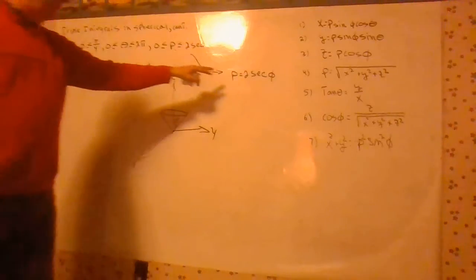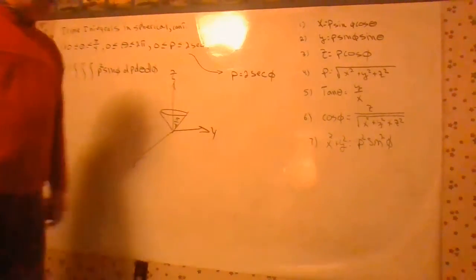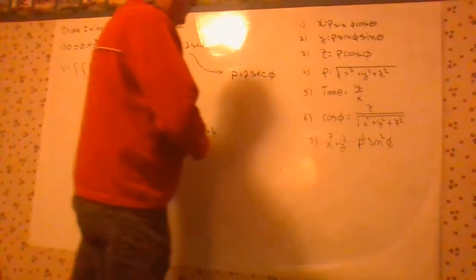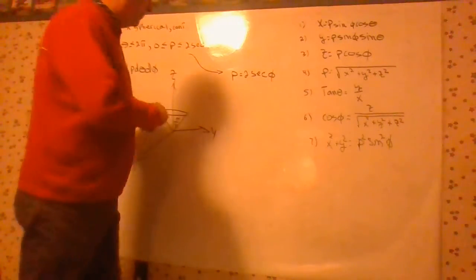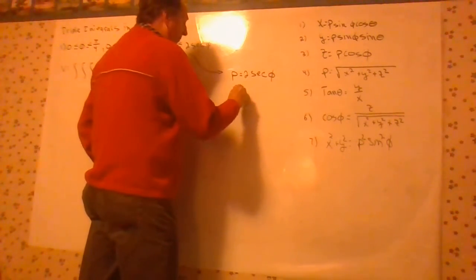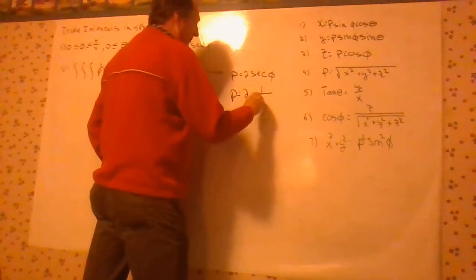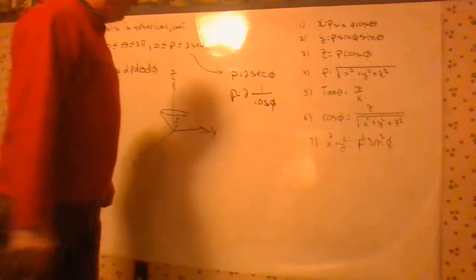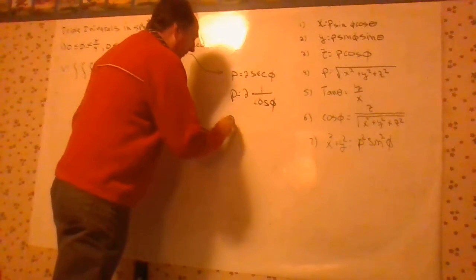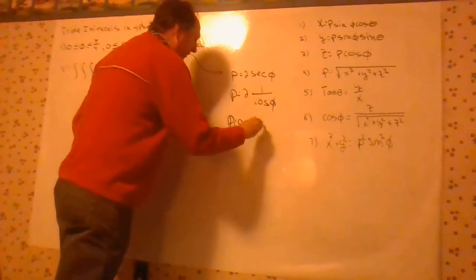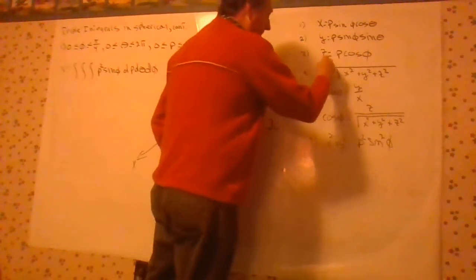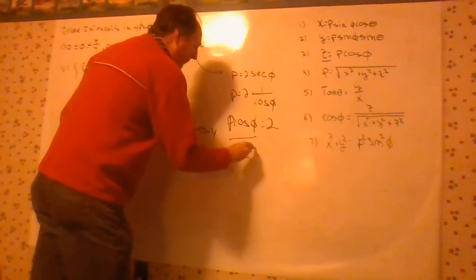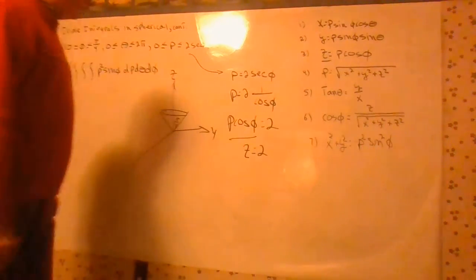Well, if you take rho equals 2 secant phi, you can convert that to rectangular by using any of these 7 equations. I don't see any secants up here, but you can rewrite secant in terms of cosine. Rho equals 2 times 1 over cosine phi. Multiply by cosine, you get rho cosine phi equals 2. And guess what rho cosine phi equals? You guessed it, it's z equals 2. What's that? That's the horizontal plane.